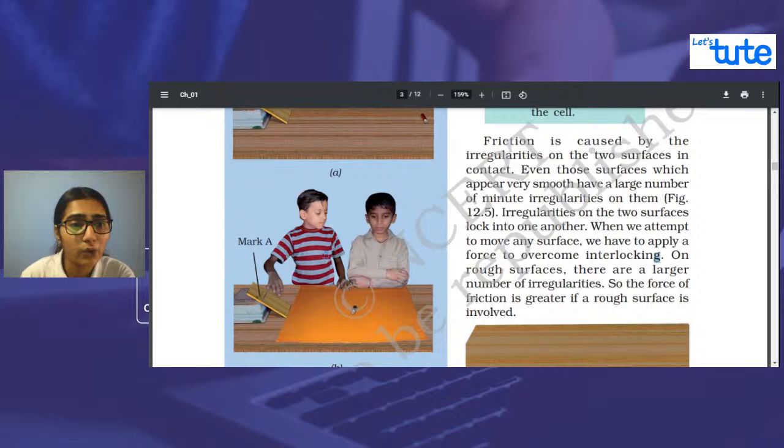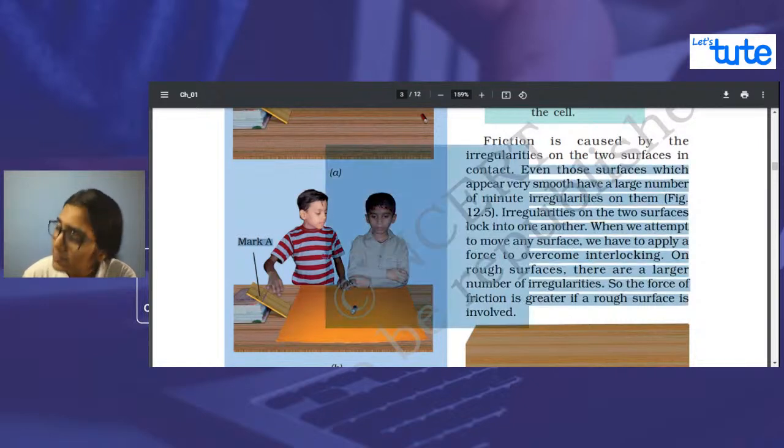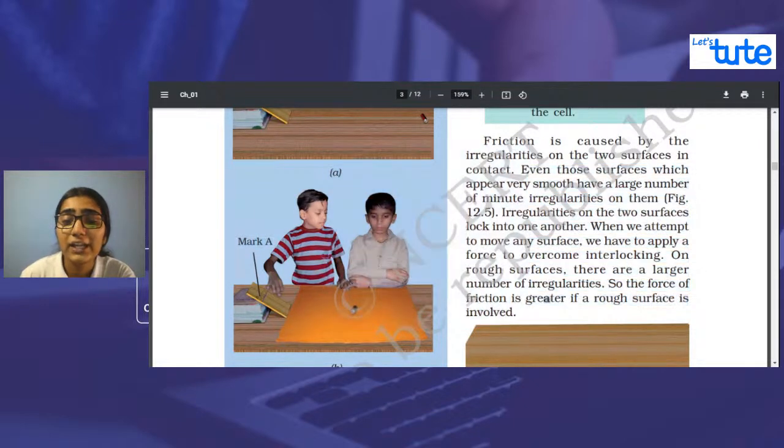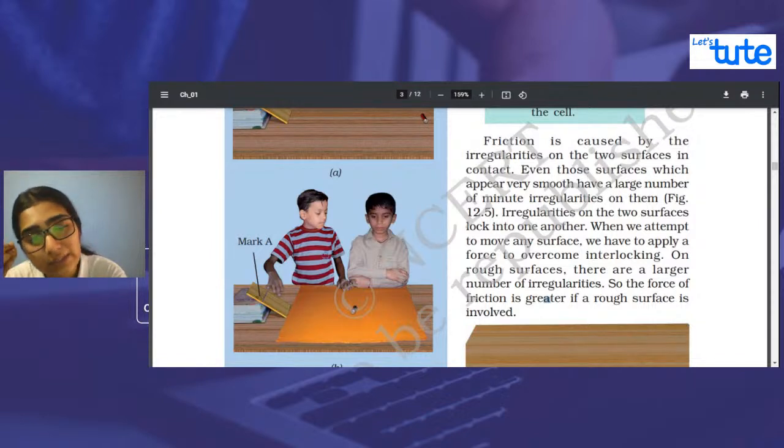Now if you see carefully, I have explained the definition of friction. Friction is caused by the irregularities. Even smooth surfaces undergo friction. Remember one thing, Rajesh, that friction can never be zero. Scientists are trying, but there would always be some amount left. Very little friction at least, but it would be there.